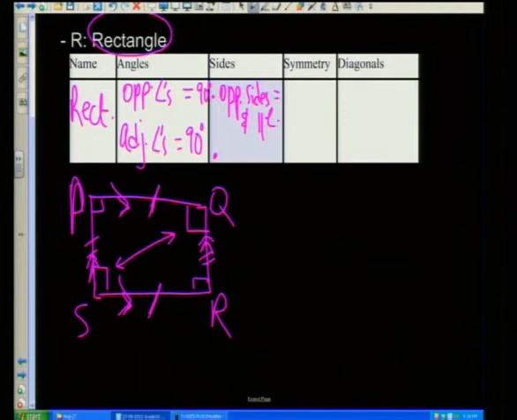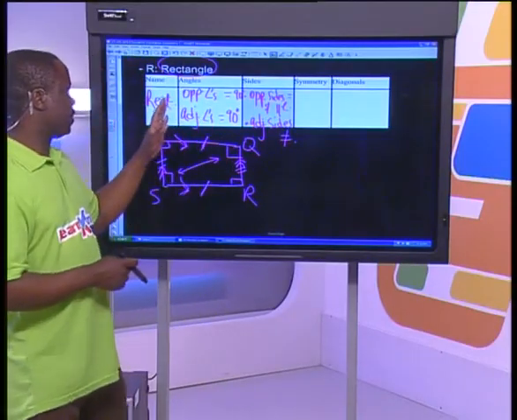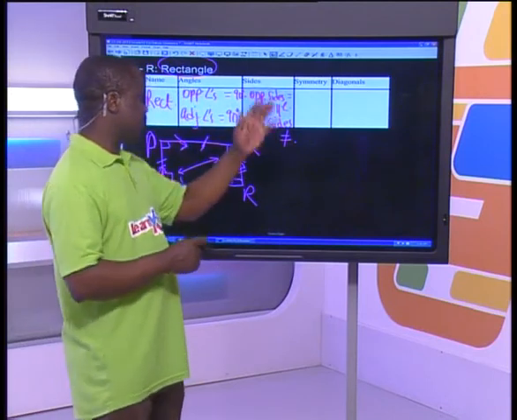All right, so the adjacent sides, you can boldly say they are not equal. Adjacent sides are not equal. PQ is not equal to QR, QR is not equal to SR, and so on. All right, and let's talk about symmetry. So the language is the same. You can see we're talking about angles, sides, symmetry now.